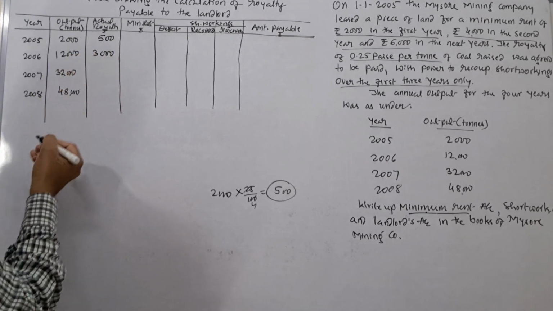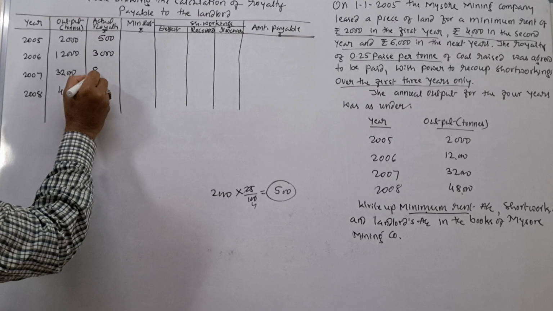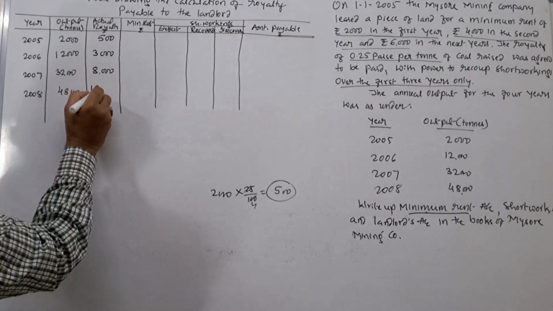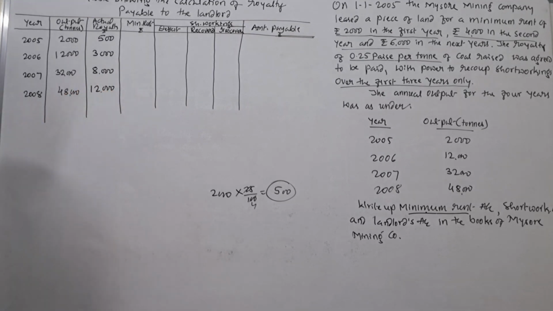Next one is 1/4 of 32,000 means 8,000. Next one is here, it comes to rupees 12,000. This is the actual royalty.